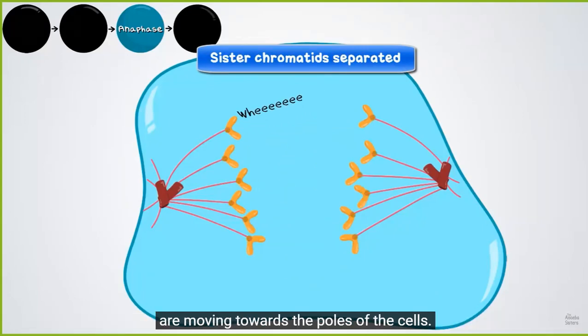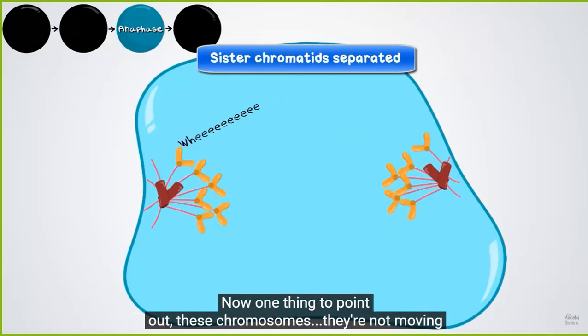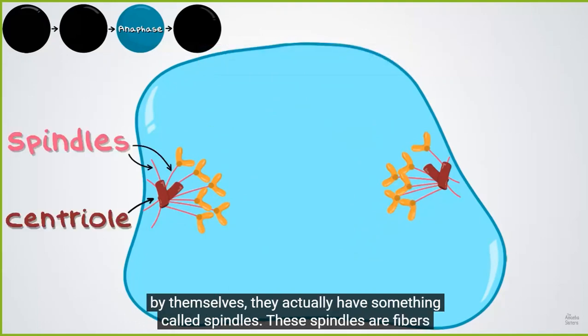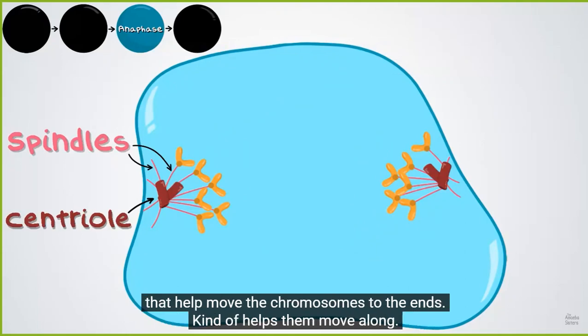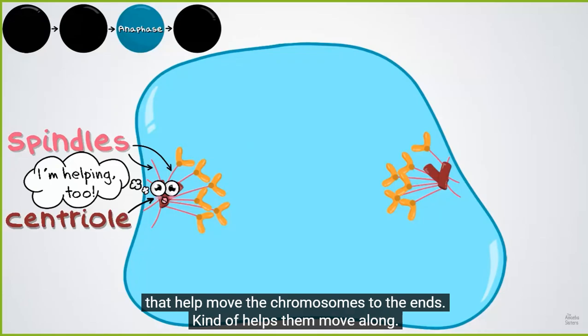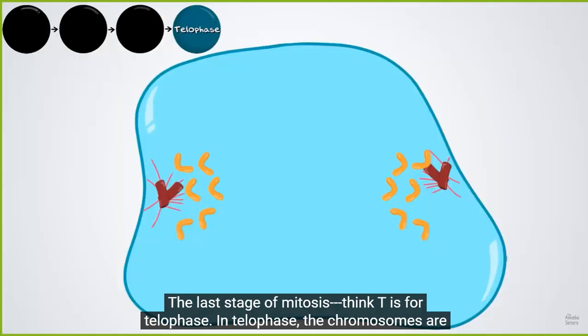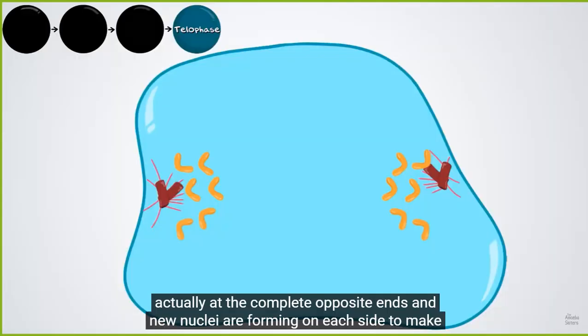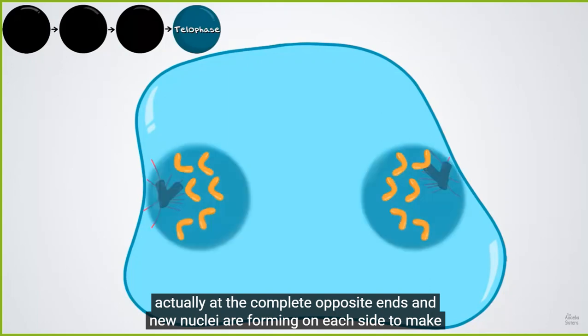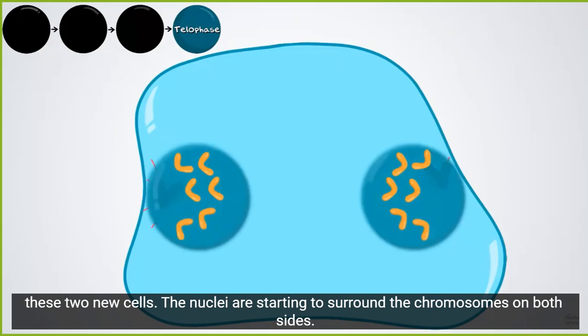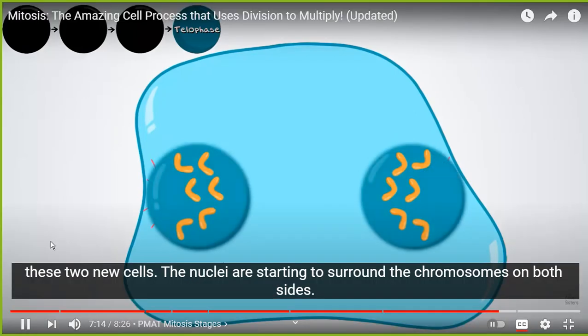of the cell. Now, one thing to point out, these chromosomes, they're not moving by themselves. They actually have something called spindles. These spindles are fibers that help move the chromosomes to the ends. Kind of helps them move along. The last stage of mitosis, think T for telophase. In telophase, the chromosomes are actually at the complete opposite ends, and new nuclei are forming on each side to make these two new cells. The nuclei are starting to surround the chromosomes on both sides.